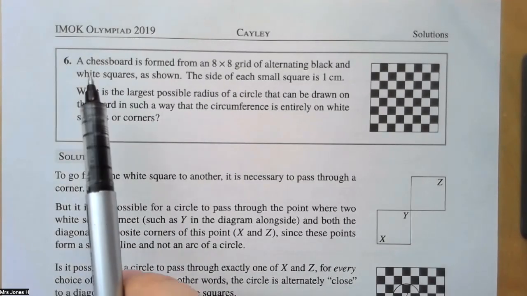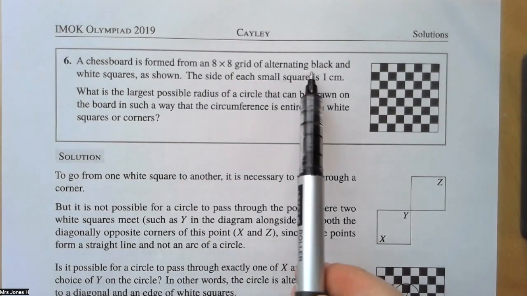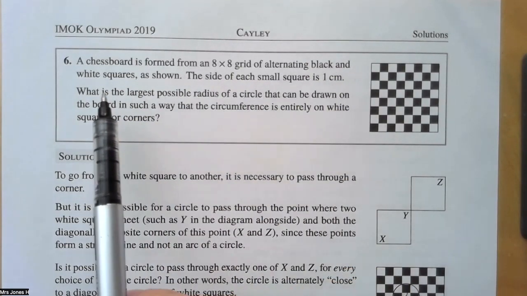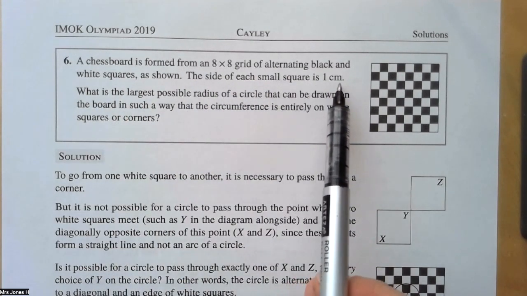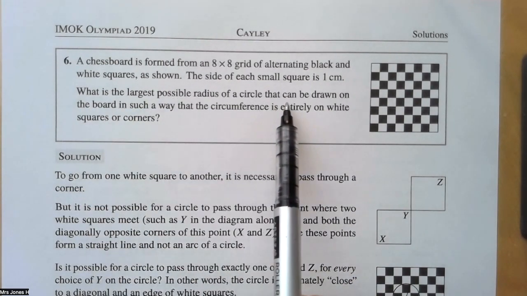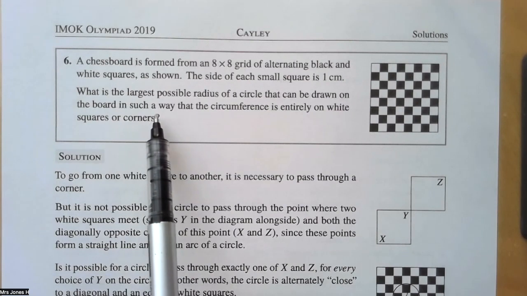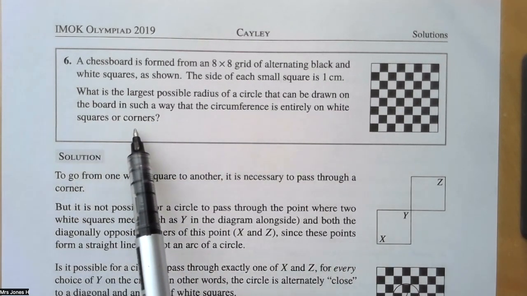Question 6. A chessboard is formed from an 8 by 8 grid of alternating black and white squares as shown. The side of each small square is 1 centimetre. What is the largest possible radius of a circle that can be drawn on the board in such a way that the circumference is entirely on white squares or corners?